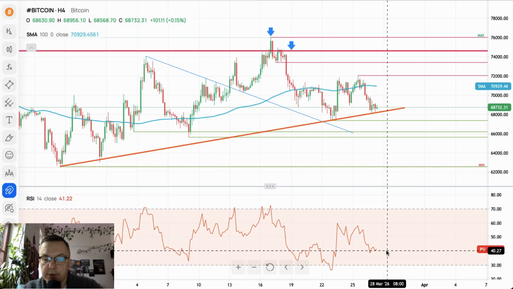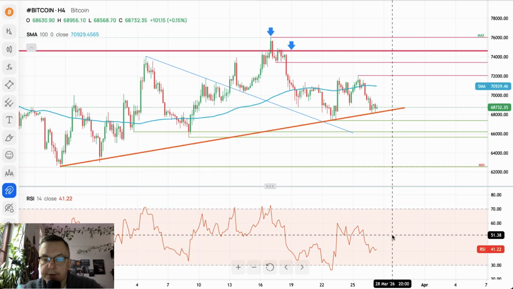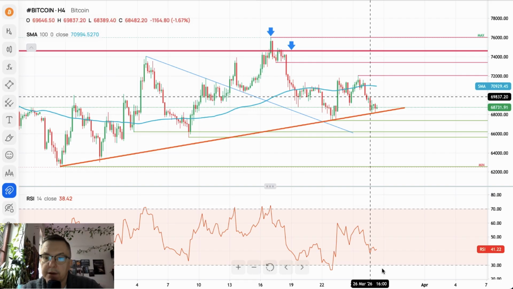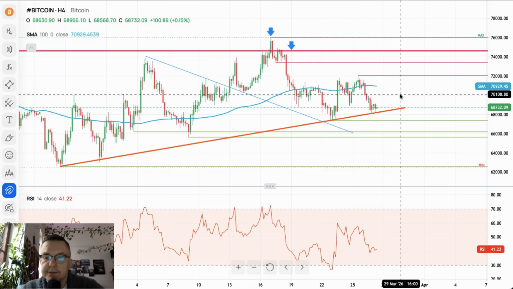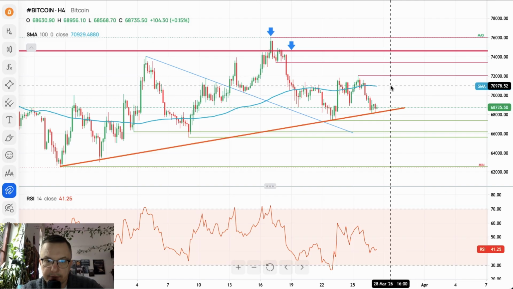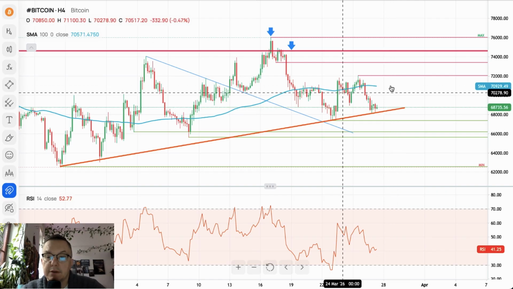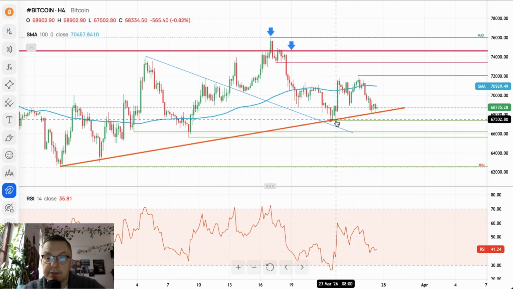Only 41 points, so it's quite negative, and there's still room to the downside here. Nevertheless, it's worth seeing the current situation as a potential for the upside. Any breakout below the trend line and then below 67,502 will be considered more bearish in the short term.